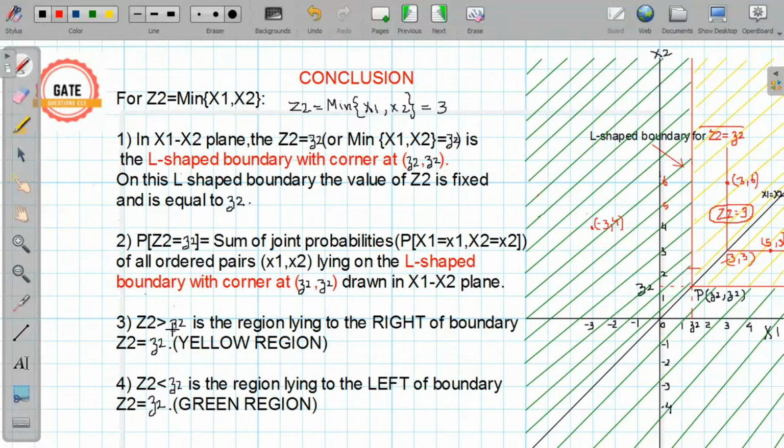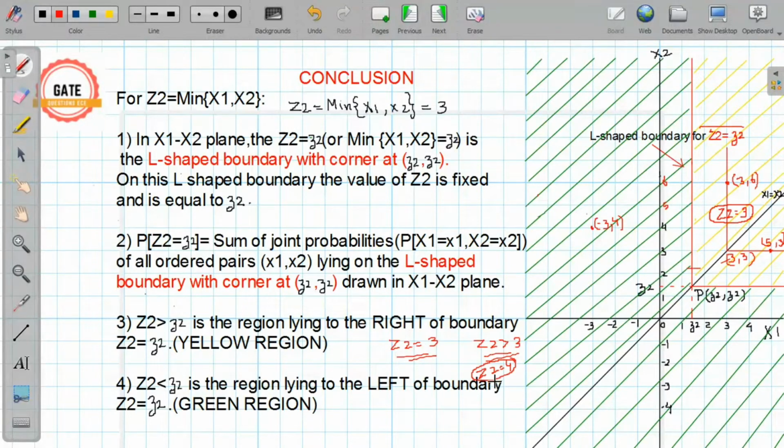So now we will see what is the third conclusion. To understand the third conclusion, we will again take the example of Z2 is equal to 3. Since we know that Z2 is equal to 3 is this boundary in the x1 x2 plane. On this boundary Z2 is 3. So let's see what are the possible boundaries for the case Z2 greater than 3. For example, Z2 is 4. So let's see where this boundary lies in this x1 x2 plane.